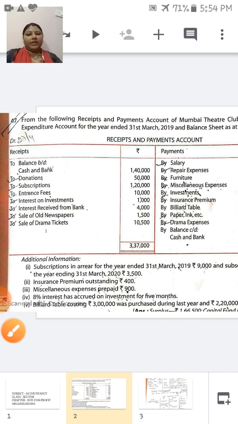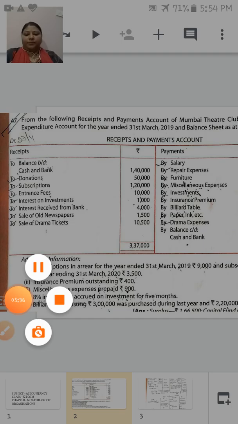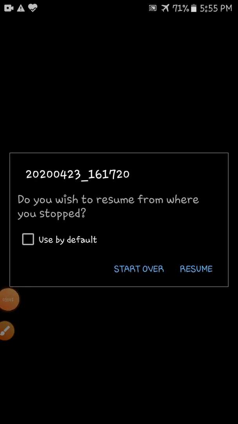Now the additional information is completed. Now we will solve this question and make the income and expenditure account. So let us start with the solution. The second side belongs to income, the first side to expenditure. First of all, we will write down all the items of expenditure from the payment side.